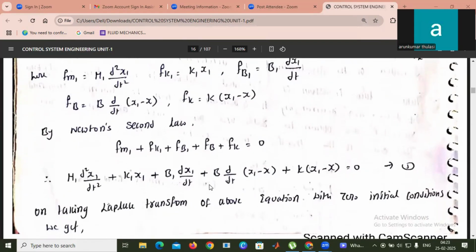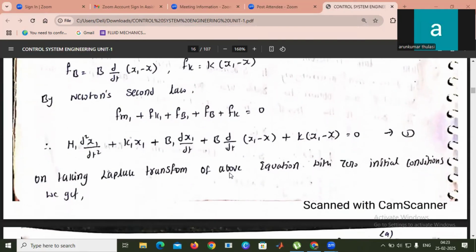So as we know, by Newton's second law, sum of applied forces is equal to sum of opposing forces. Here the mass element M1 doesn't have any applied force. That's why we keep it 0, and the remaining opposing forces are added. We substitute the differential forms for these five opposing forces. We get equation 1: m1 d square x1 by dt square plus k1 x1 plus b1 dx1 by dt plus b d by dt of (x1 minus x) plus k (x1 minus x) equals 0. So here we found the differential equation for M1.